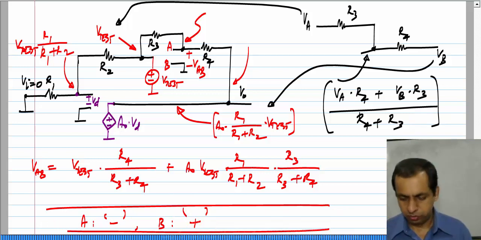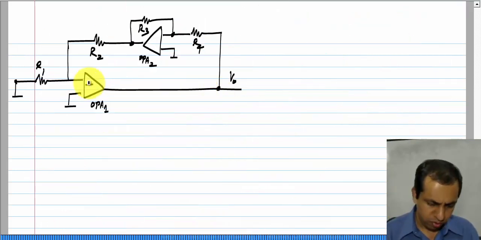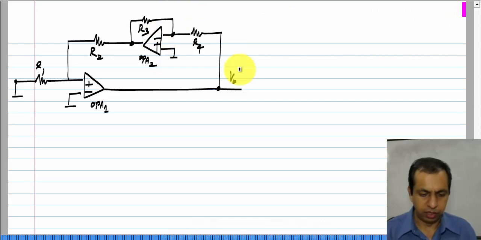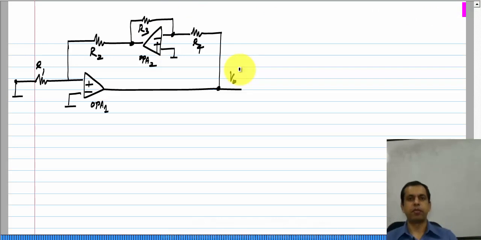So, now OPA1 has signs like that, OPA2 has signs like that. Okay. So, a couple of points about this. You can find the signs of all op amps systematically by going through them one by one.